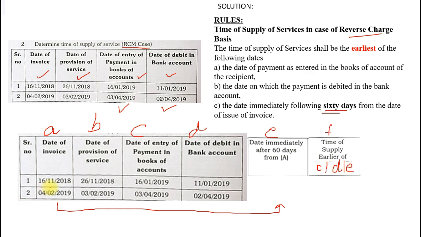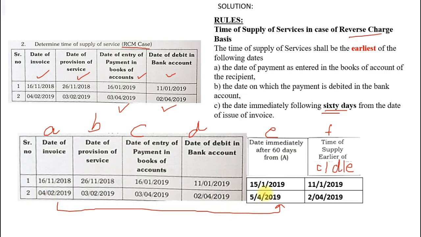So 16th November and 4th Feb, 60 days ahead, the dates will be 15 Jan and 5th April. So now from C, D, and E, in the first case, 16 Jan, 11 Jan, and 15 Jan. 11 is the earliest date, that will become your time of supply. 3rd April, 2nd April, and 5th April. 2nd April is the earliest, so your answer will be 2nd April. So this is how you'll have to solve the sum based on reverse charge mechanism of supply of service.